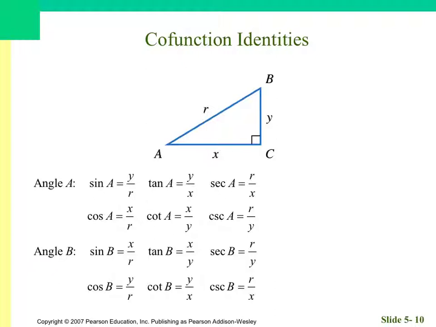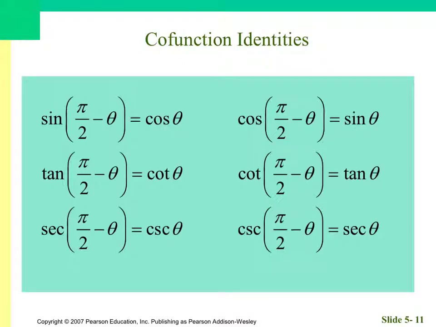Cofunction identities. We know all these. How to find the sine and cosine of each angle. Okay, so here's the thing. If you do pi over 2 minus theta, sine of that is the same thing as cosine of theta. Or if you do cosine of pi over 2 minus theta, it's the same thing as sine. So these are things we also need to be able to use. Okay?